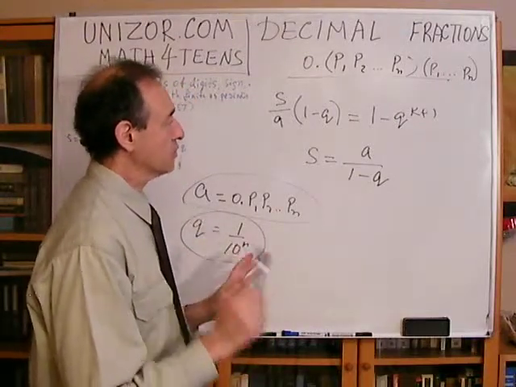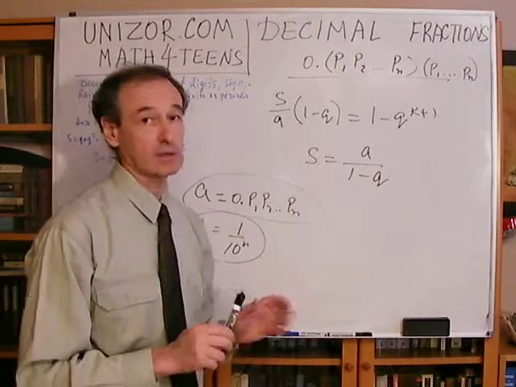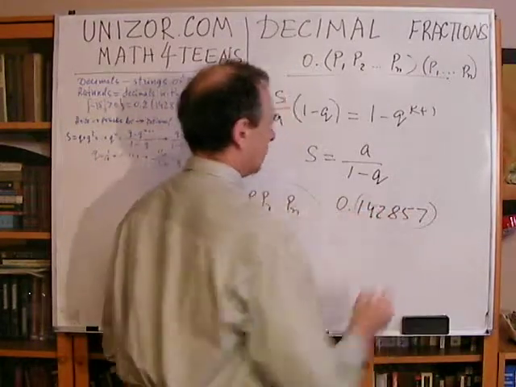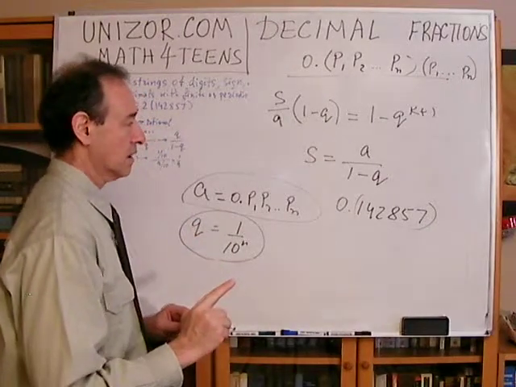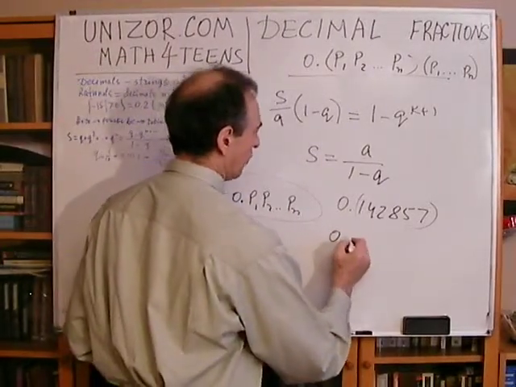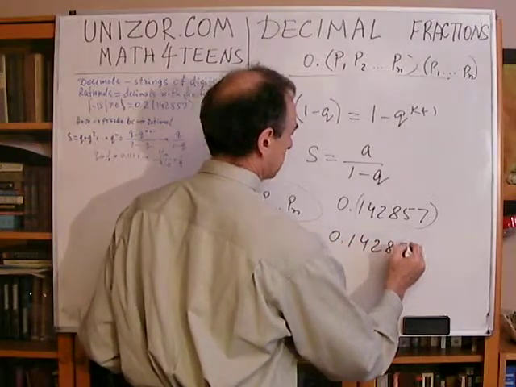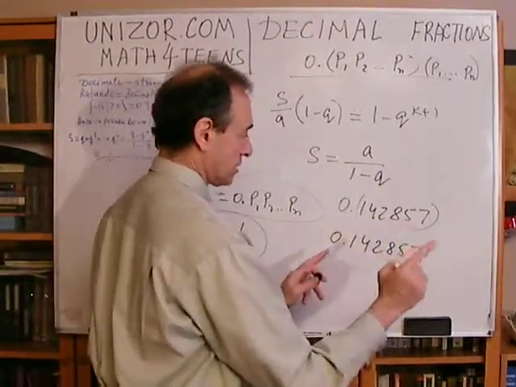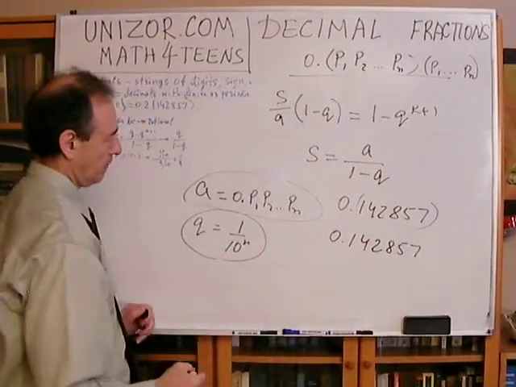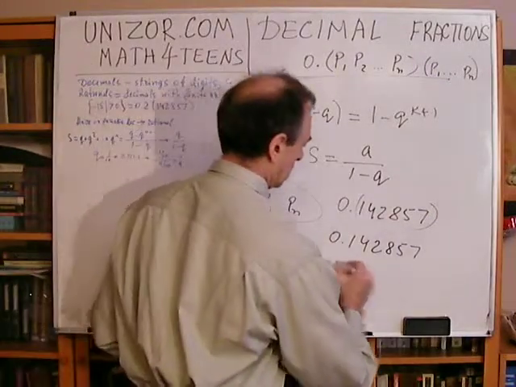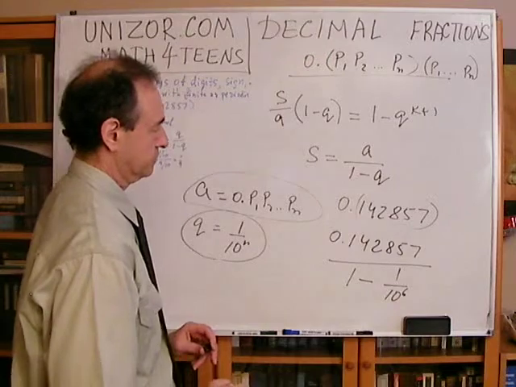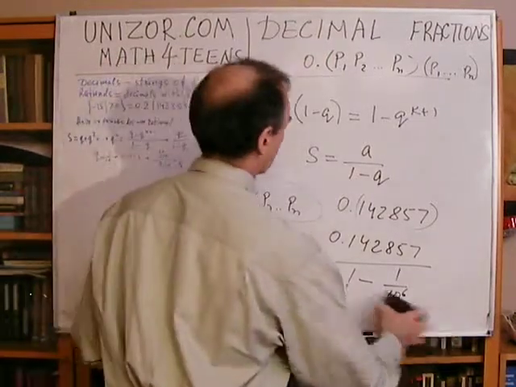Now, two things I would like to do. Number one, let's make a quick check that the number which I liked so much, 0.142857, period, is indeed 1/7. Well, let's use this formula. A is 0.142857. No parentheses. It's a finite number. Q is 1 over 10, how many digits? 6 digits, so it's 1 over 10 to the 6th degree. And the denominator is 1 minus 1 over 10 to the 6th degree. Right? Okay. Let's calculate it very quickly.